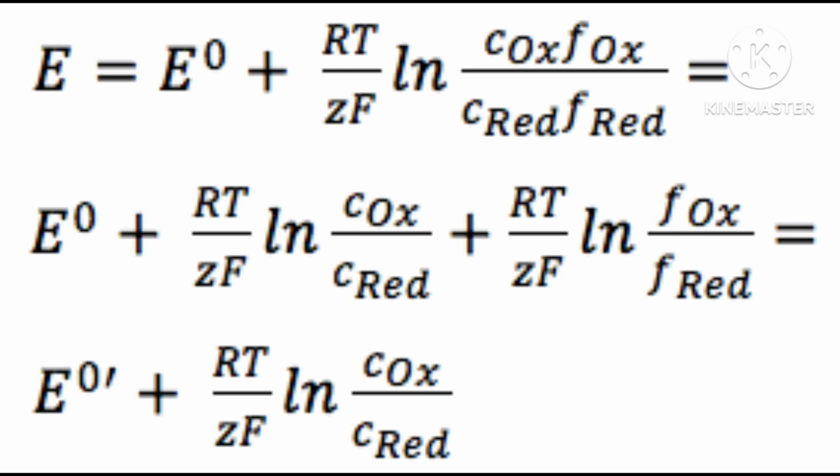Today I will continue from the last class. Last class I discussed the Nernst equation. You have derived the expression for single electrode potential. Now I will continue from that.